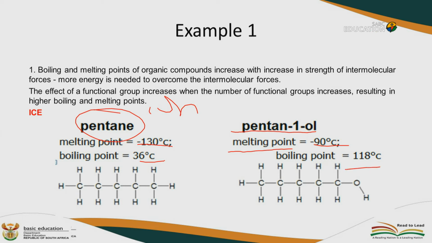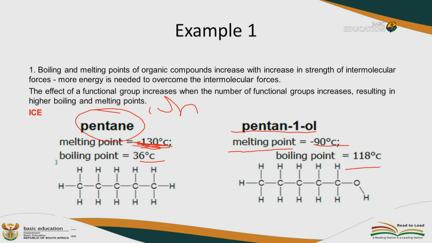You can see the increase from 36 to 118 of the boiling point, and the increase of the melting point from minus 130 to minus 90. Take note of the negative there. Minus 130 is less as compared to minus 90 degrees Celsius. So the first thing you will do, you will identify the intermolecular force.